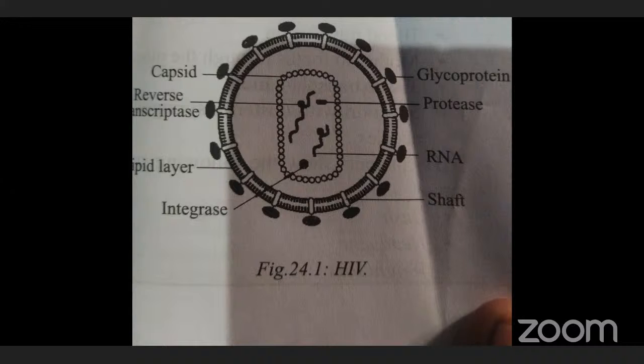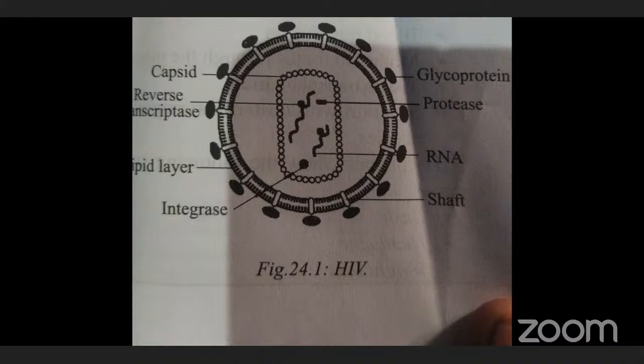And the RNA is associated with three types of enzymes, namely reverse transcriptase, protease, and integrase. These three enzymes are also important.